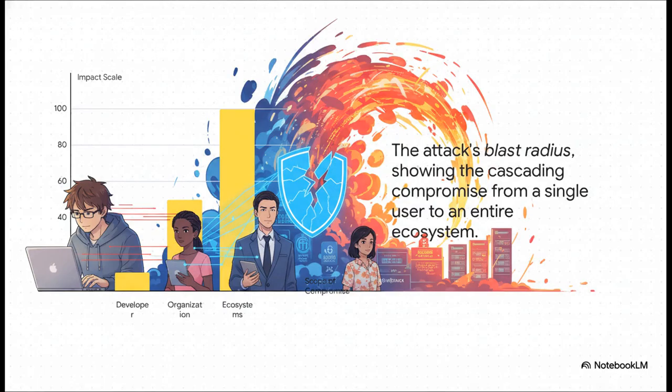This chart really shows you the blast radius of this whole thing. It all started with a single point of failure, one developer trusting one tool. But from there, it created this cascading compromise that spread to their machine, then to their entire organization, and finally jumped into a completely separate corporate ecosystem. Each layer didn't just fall, it became the launchpad for the next, even bigger attack.